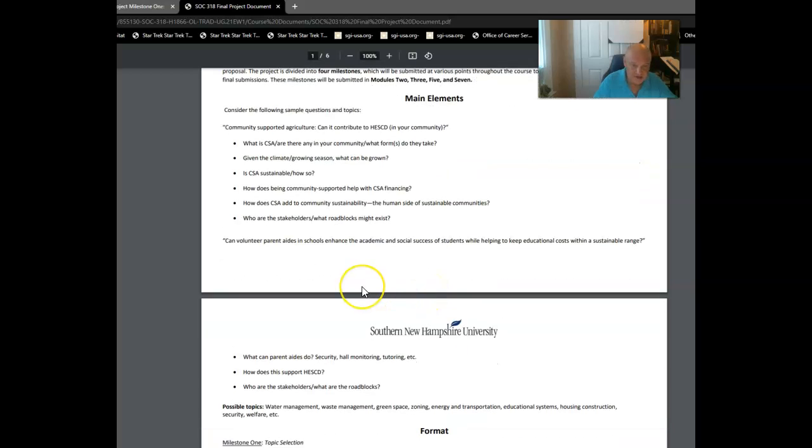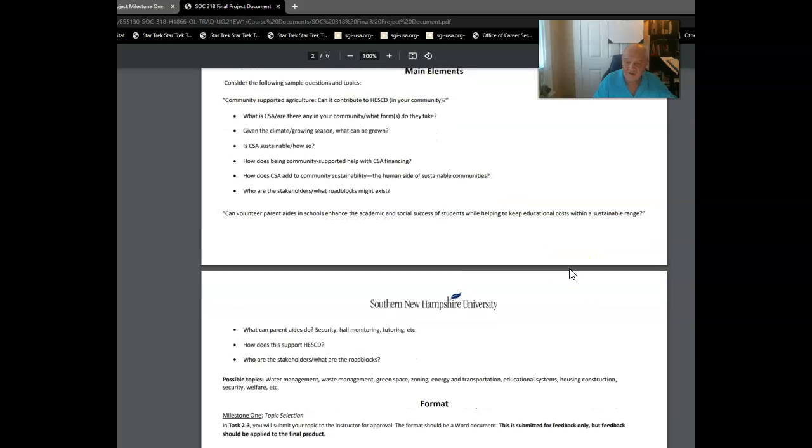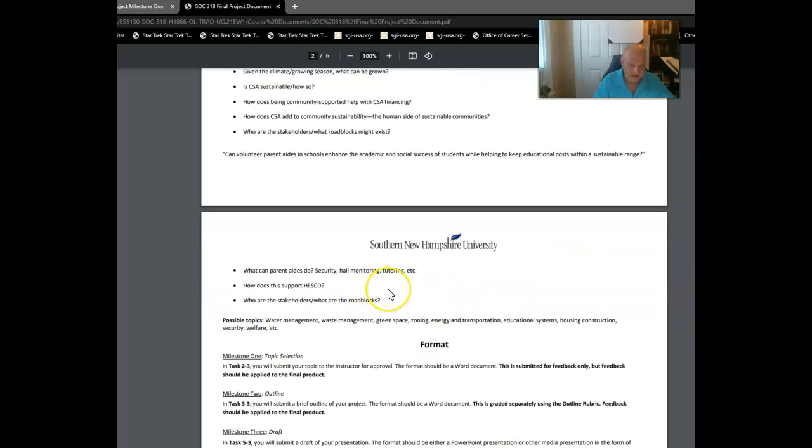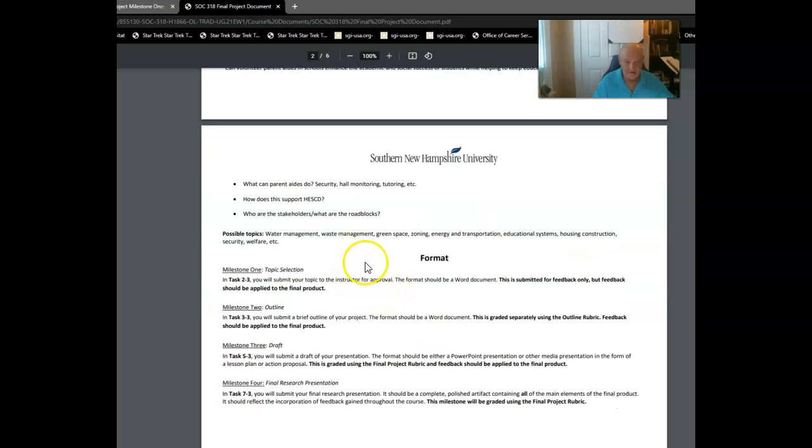Okay. And so, can volunteer parents aid in school, enhance the academic career of students while helping to keep educational costs within a sustainable range? And here's some questions, okay? So here we go. Here's some possible topics.